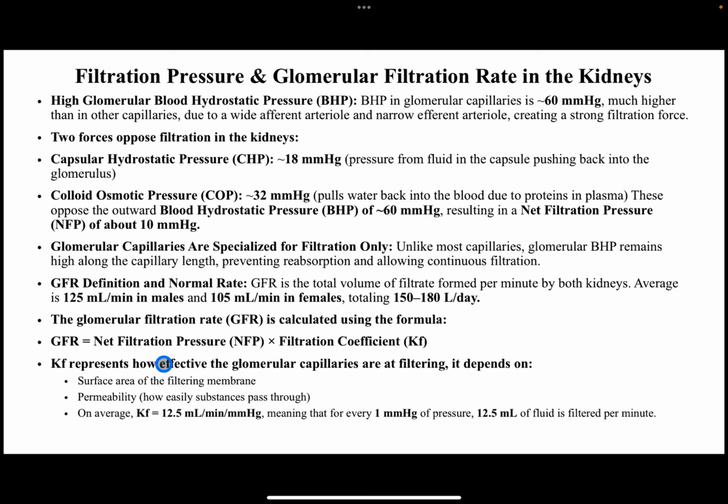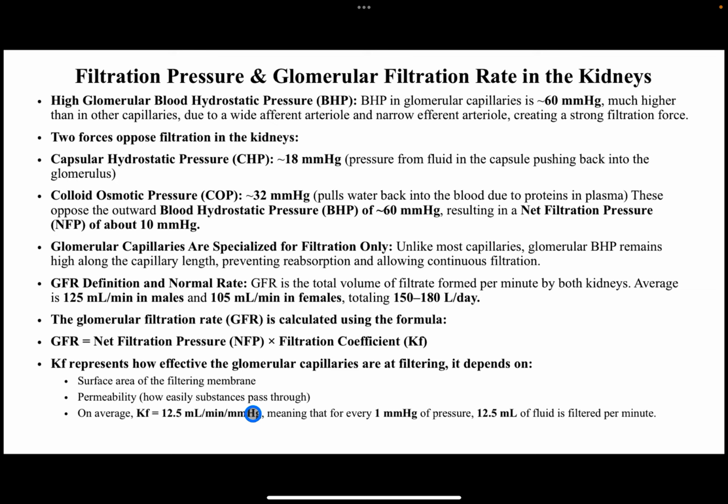Now, let's do it with 55. If the glomerular blood hydrostatic pressure is 55 and the capsular hydrostatic pressure is 15, then 15 plus 30 gives us 45. If you subtract 45 from 55, you still get a net filtration pressure of 10. Is that okay? Good. So to calculate the glomerular filtration rate, it is 10 millimeters of mercury times the coefficient, 12.5 mils per minute per millimeter of mercury.